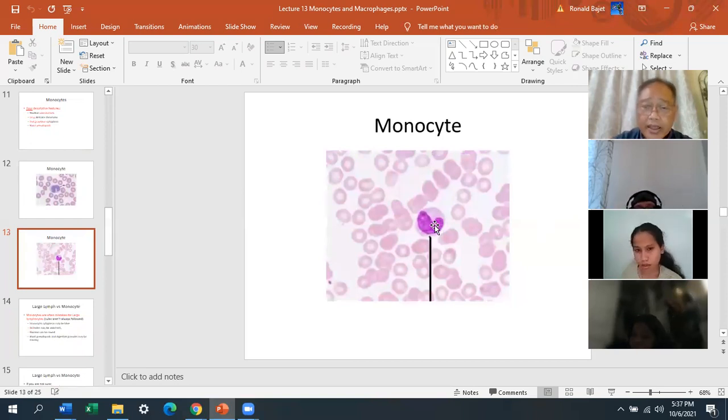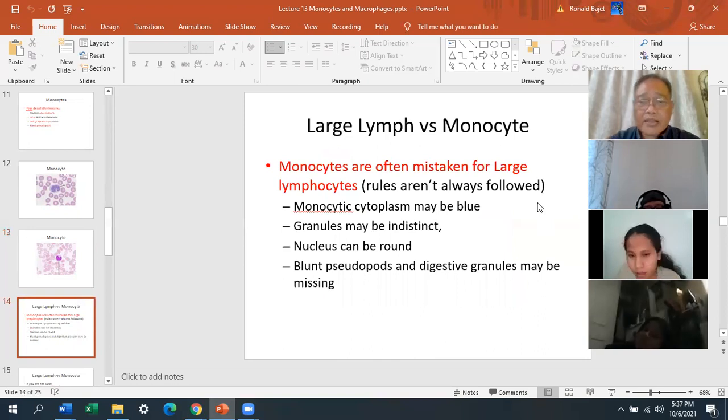Monocyte again. Okay, again, kidney bean shape, dull gray-blue cytoplasm. It's kidney bean shape. Okay, it's not a band because the cytoplasm does not have the secondary granules. If it did, then it possibly could be a band, but it's not. They're not there. So monocytes are often mistaken for large lymphocytes.